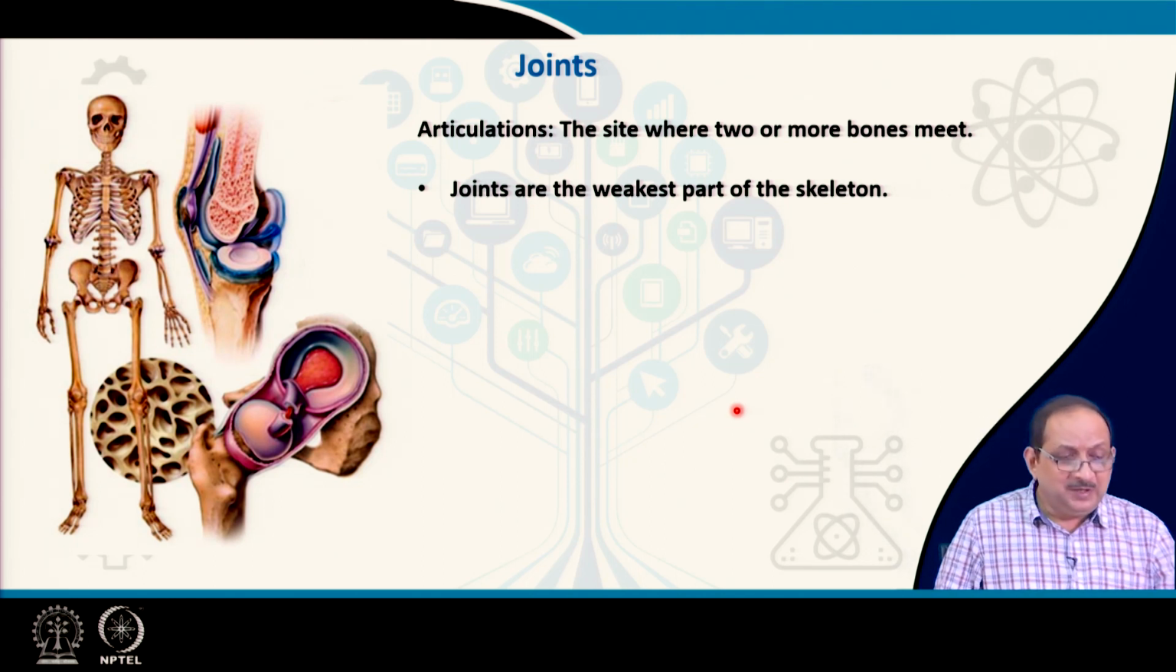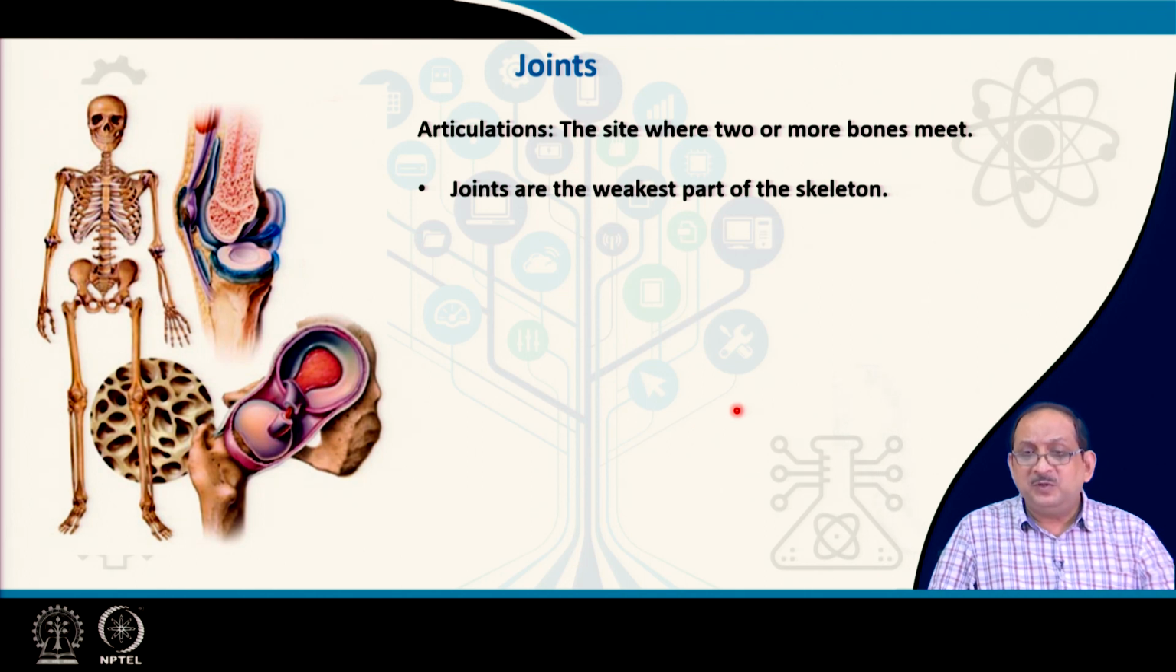Now, let us move to the second part of the lecture, which is the joints. Joints are articulations, and it is the site where two or more bones meet. The joints within the skeletal system are the weakest part of the skeleton, or the weakest link in the whole structure.